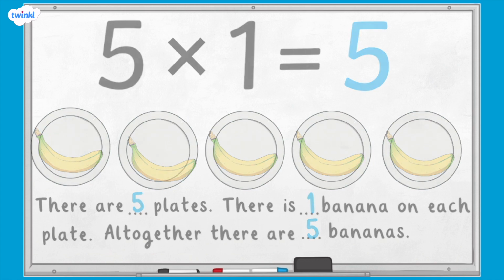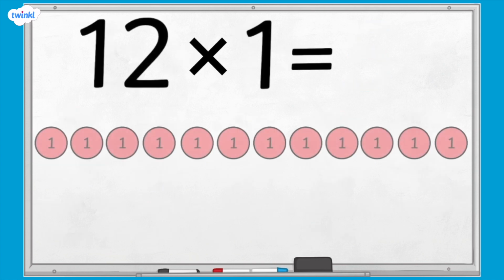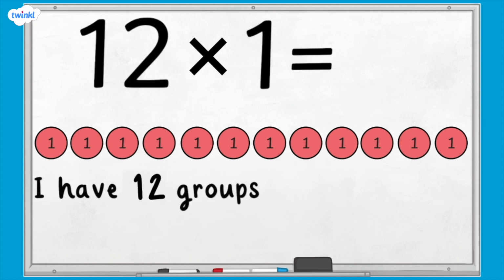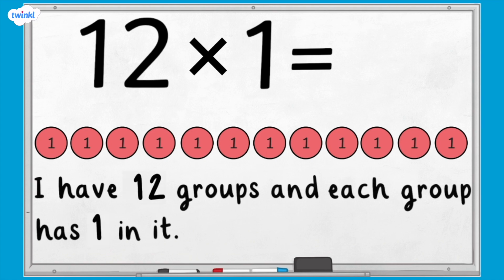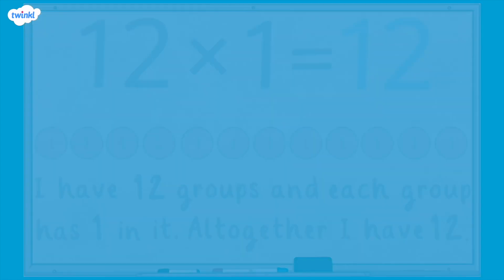Let's look at another example. Here I have 12 times 1. I have represented this using pictures. My sentence for this picture is, I have 12 groups and each group has 1 in it. Altogether, I have 12. Can you write the calculation? Brilliant. The calculation is 12 times 1 equals 12.